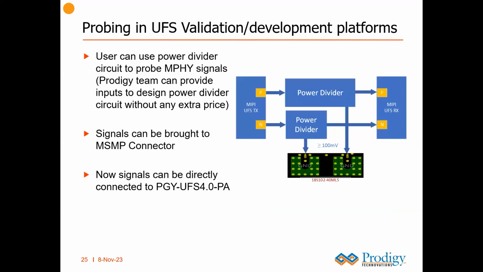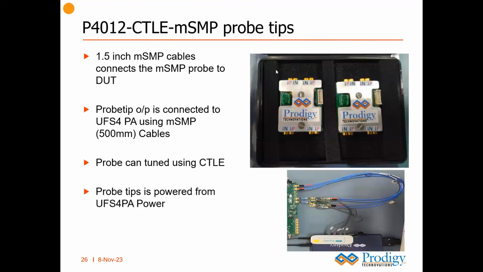Now, the second type of development platform has a mini SMP connector on the evaluation or development platform when you are developing and validating a SoC or a device. Normally they use a power divider circuit, and from the power divider circuit you bring the signal to the mini SMP connector. Now we need a probing solution that can directly plug into these mini SMP connectors and take the signal to the protocol analyzer. So we have probe tips which have mini SMP connectors.